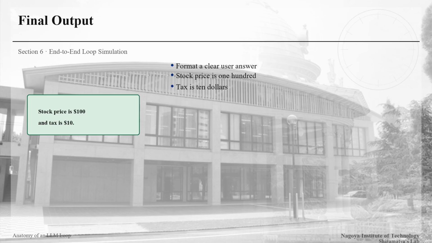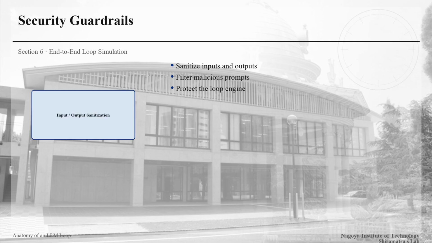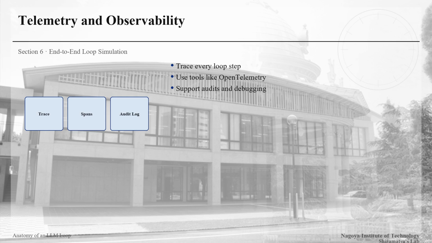Finally, the system formats a concise answer. Stock price is 100, and tax is 10. Production loops need security guardrails that sanitize inputs and outputs before execution. Observability tools log every loop step for auditing and debugging.